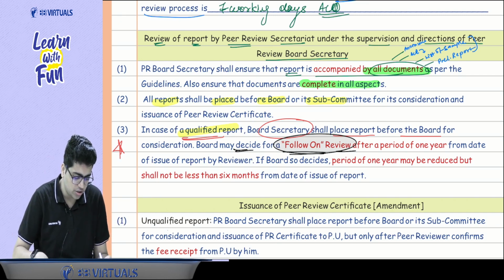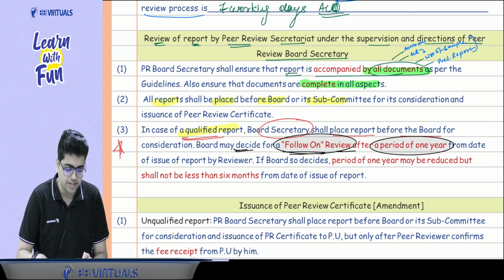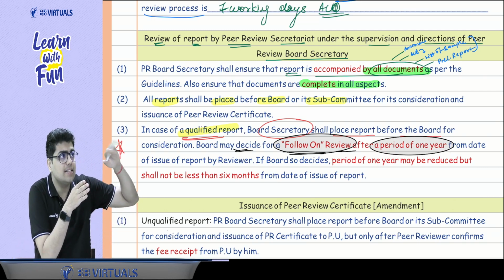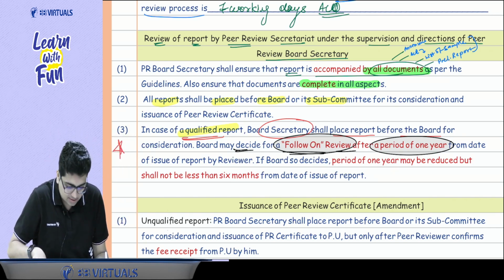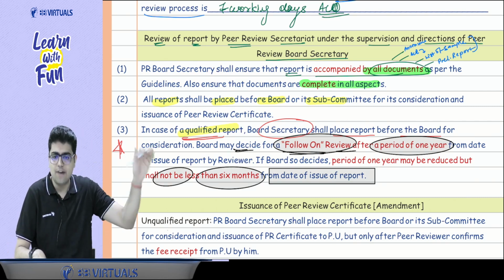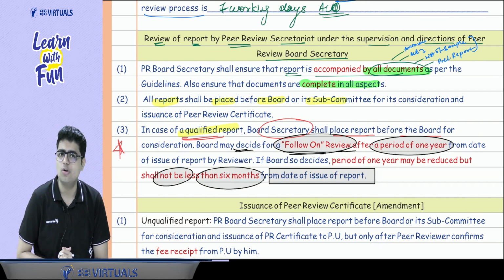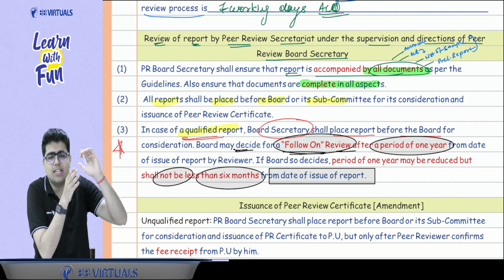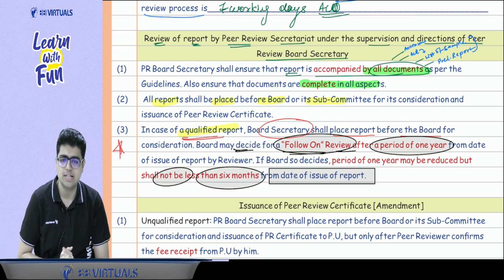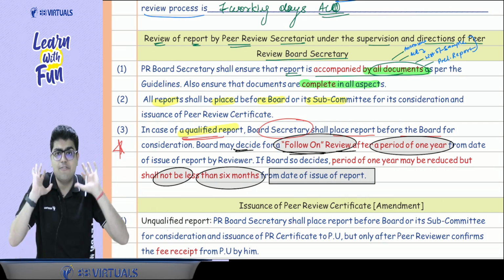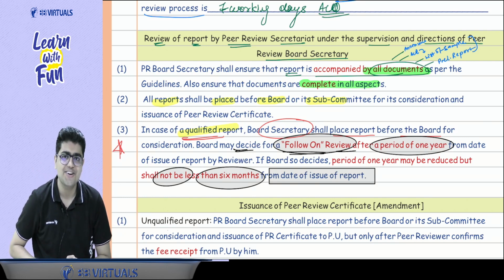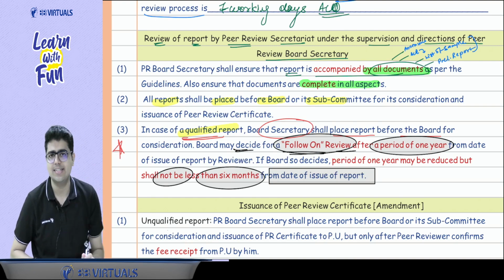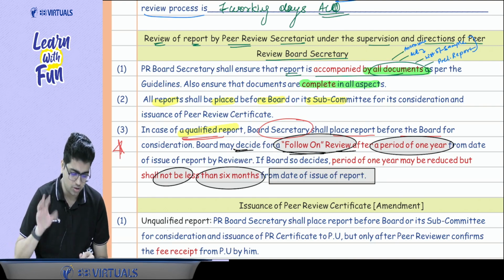Sir, when will this follow-on review happen? After a period of 1 year. But sir, 1 year is too much time. Can this 1 year be reduced? Yes, it can be reduced, but not less than 6 months from the date of issue of report. So after a qualified report has been issued, a follow-on review will happen to see whether the firm has improved its policies and procedure. When will it happen? After a period of 1 year. But sir, 1 year is too long. Can it be reduced? Yes, it can be reduced, but not less than 6 months from the date of issue of report.